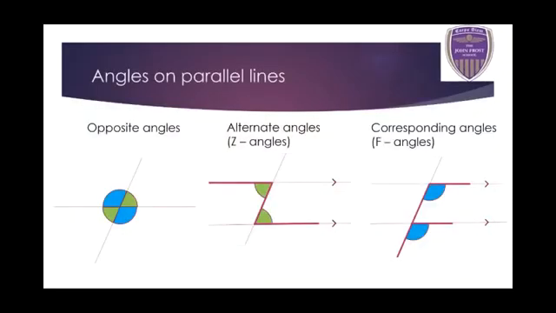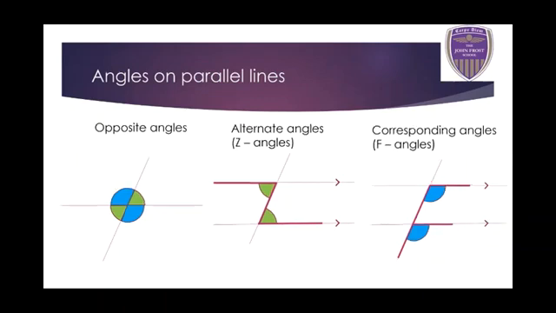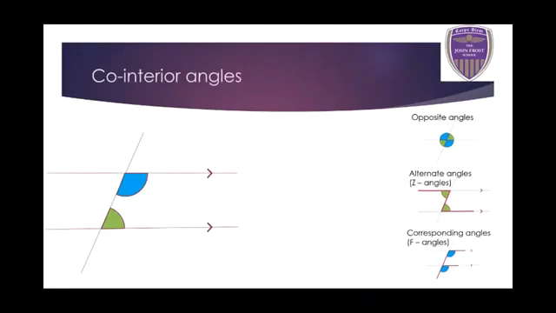So last lesson, we learned about opposite angles, alternate angles, and corresponding angles, okay? For opposite angles, they were opposite each other, so that was fairly easy to do. Alternate angles, we also called them Z angles because they made a Z shape, the lines between the angles. And corresponding angles, we called them F angles because the lines between the angles made an F shape, okay? So the last one for this lesson is co-interior angles, okay?